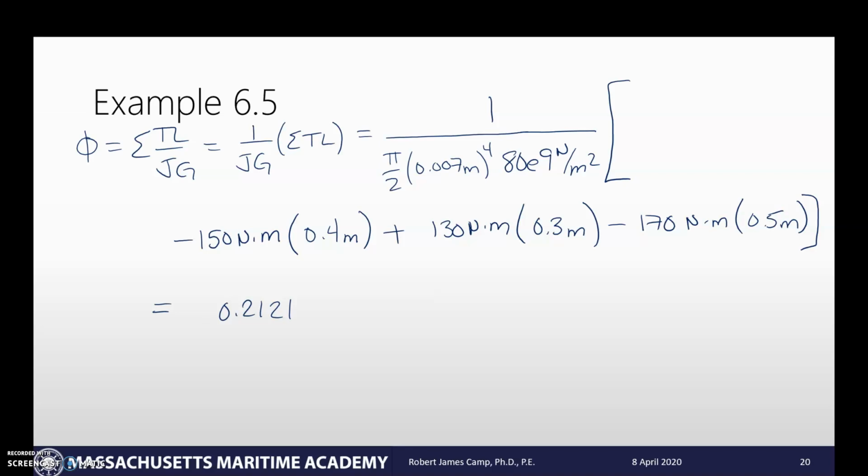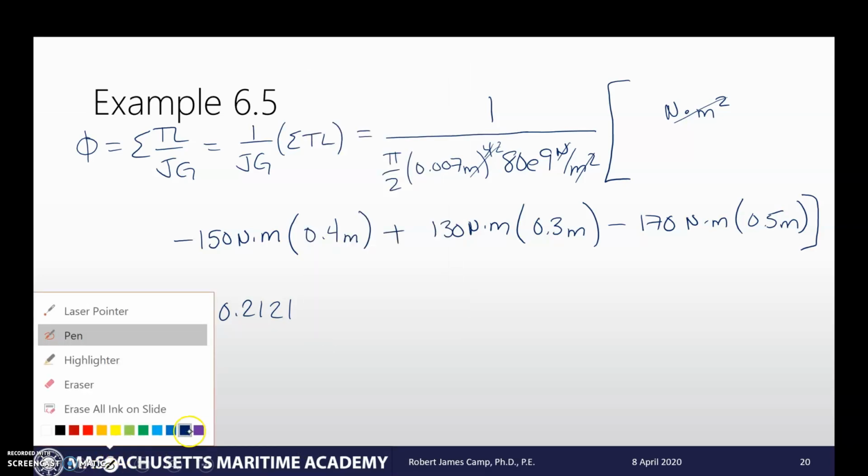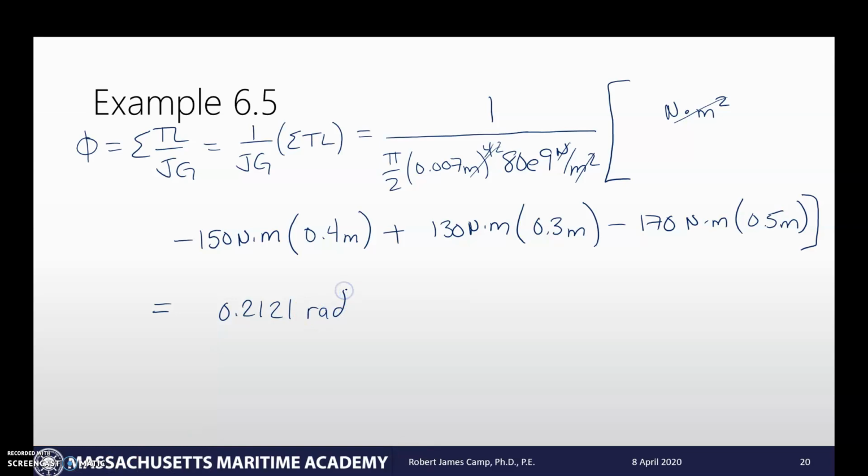So let's look at units now. Up here, these are all adding and subtracting, so I'm going to end up with newtons times meters squared. Down here I have newtons, meters to the fourth, meters squared. Well, that's going to cancel out: newton meters squared on the top, newton meters squared on the bottom. Those all cancel out. And if you think about it, it's the angle of twist, so it should be in radians, so we should be fine. Sorry about that. We should be expecting to get radians. So the angle of twist is going to be 0.2121 radians.